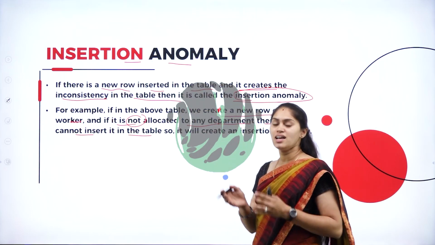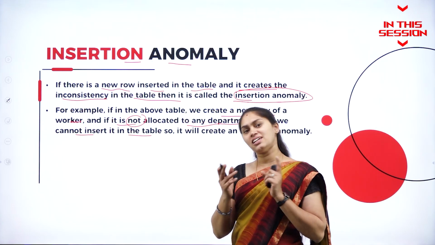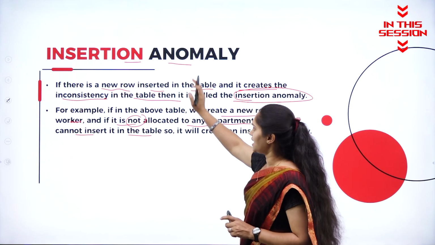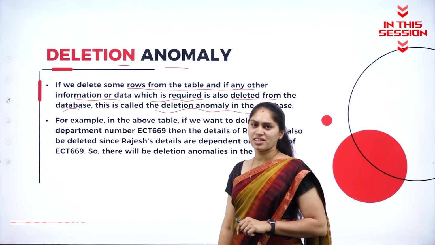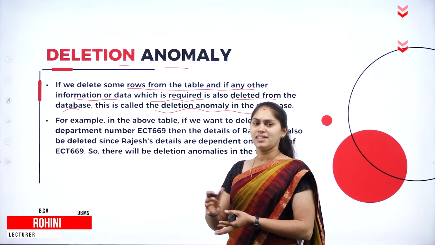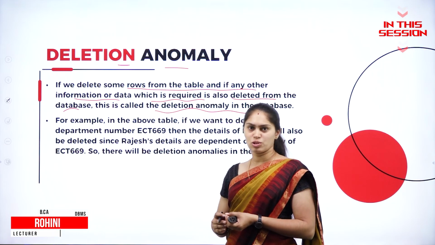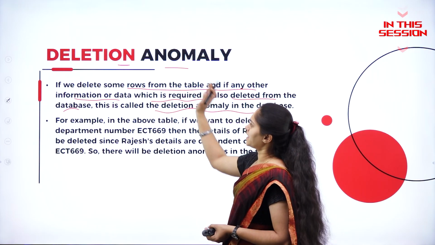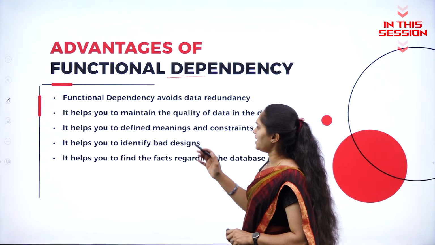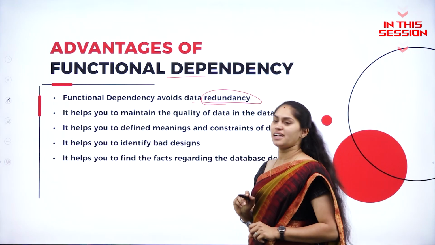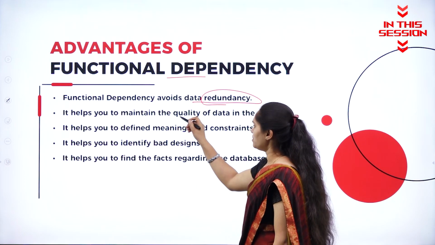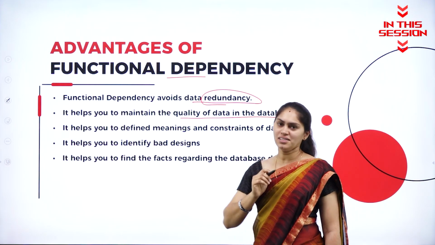Whenever we find some inconsistency at the time of insertion of rows into a table, we call that an insertion anomaly. Some content is dependent on other content. If I delete that particular content, then the other content is also going to be lost. So that kind of anomaly is considered what? Deletion anomaly. Mainly this will avoid data redundancy, so we are not going to have any duplicate data here. It helps to maintain the quality of data in the database.